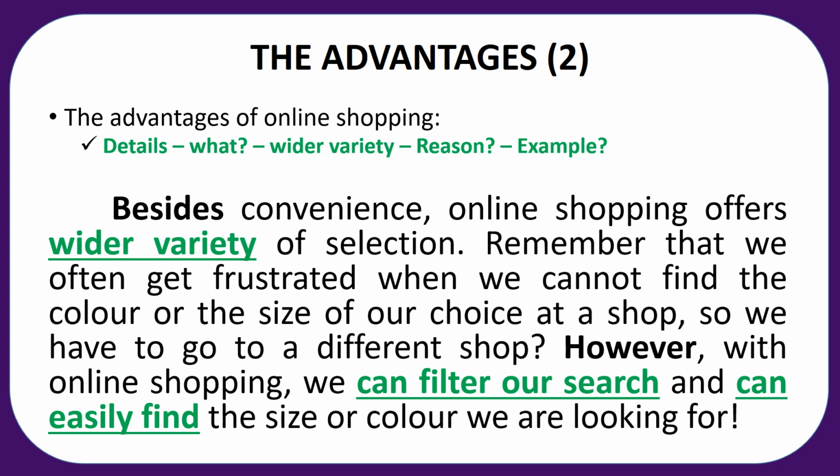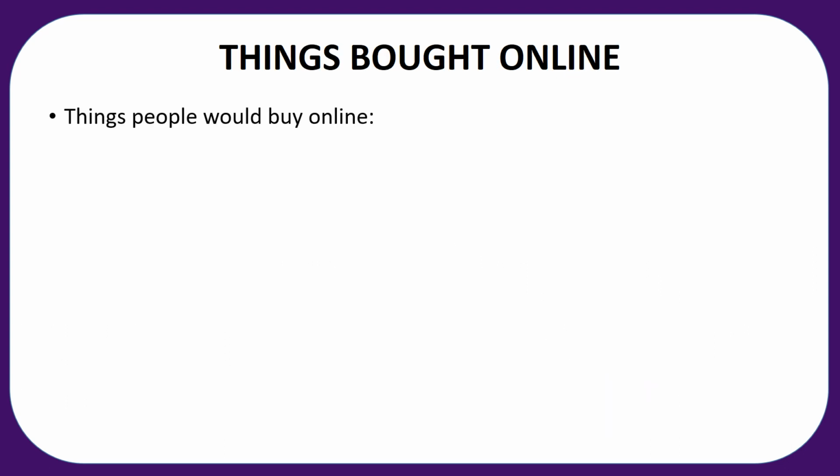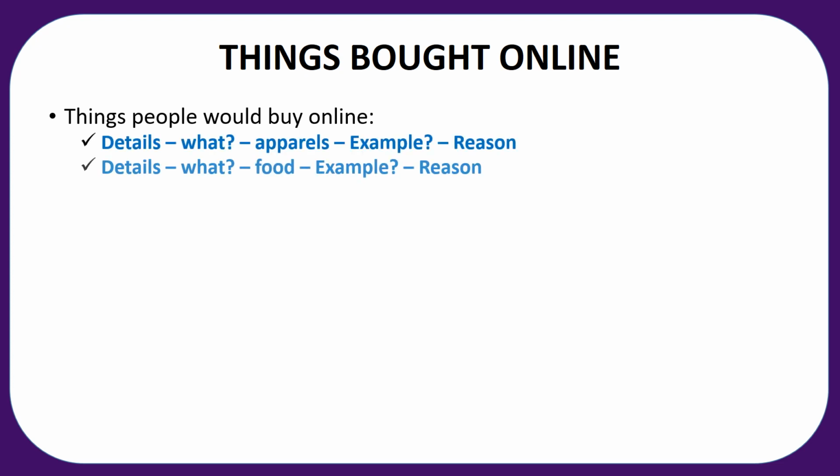So again, the colored underlines are the points and the bolded words are linkers. For things that we bought online, we can write in one paragraph. So the first one is apparels and also food. So let's look at an example.